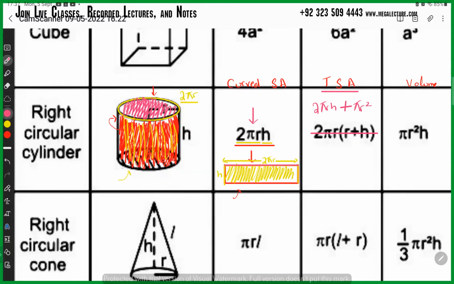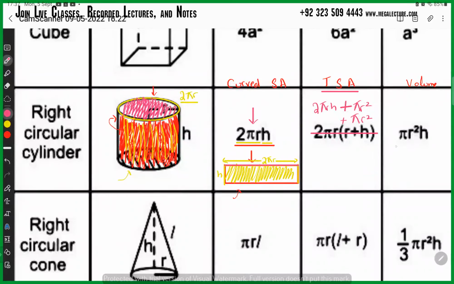And what is the area of the base? That is also a circle. So what would be its area? It's again going to be pi r squared. Are we clear with this? Tell me, all of you, are we clear with this formula for total surface area? Yes, we are clear. Okay.